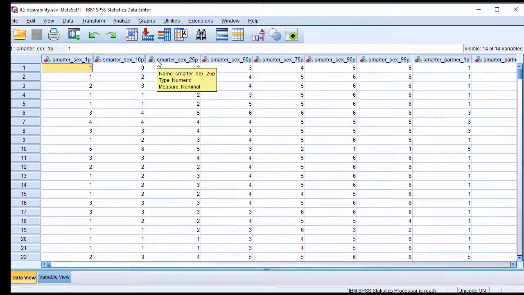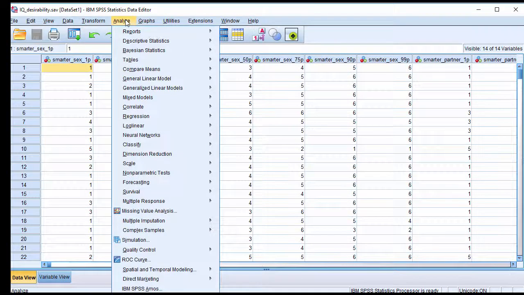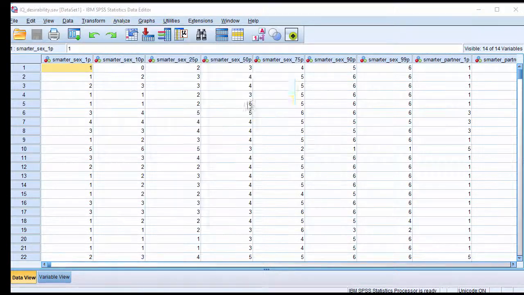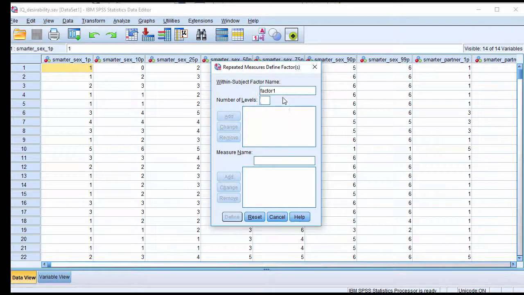To analyze these data, you would do exactly the same thing that you would for a 2 by 2 factorial within subjects ANOVA. Go into Analyze, General Linear Model, Repeated Measures. The first factor is going to be called relationship type, which has two types: a sexual relationship or more of a partnership. Click Add. The other one is going to be IQ level. There are 7 IQ levels. So we've got type of relationship, independent variable 1, and IQ level, independent variable 2.